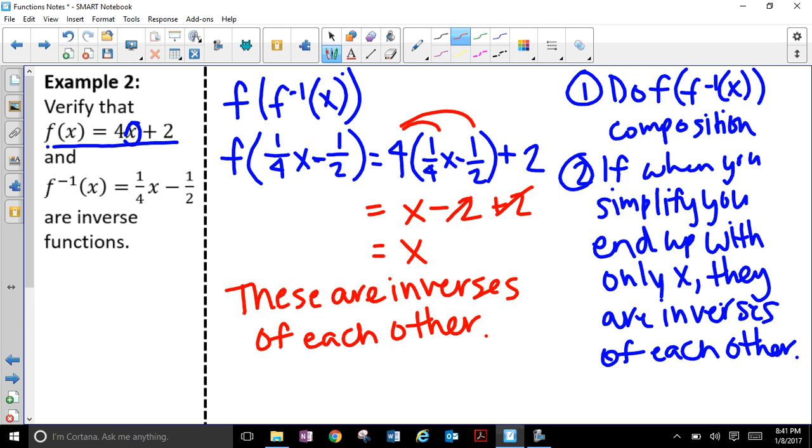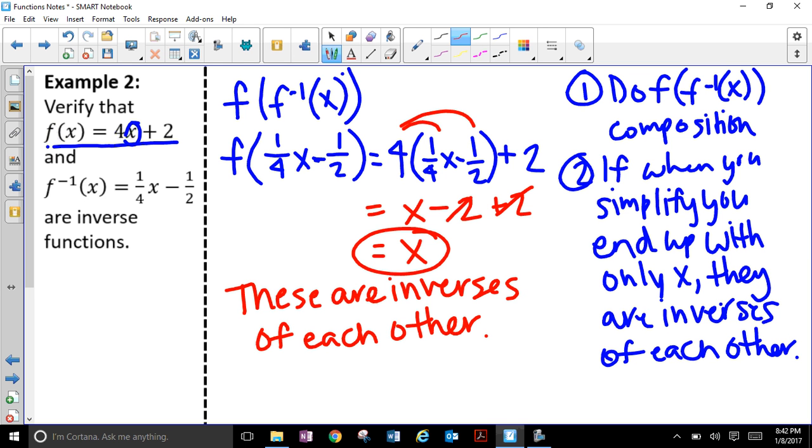Okay, so when they ask you to verify if two functions are inverses of each other, you do the composition, so plug one into the other, and it doesn't matter. I could have actually plugged in the f of x into the inverse, and again, it doesn't matter which composition you do of the two. As long as you come up with just x in the end, everything cancels and is out of there except for the x, then you would say they are inverses of each other. Okay, that's how you verify that.